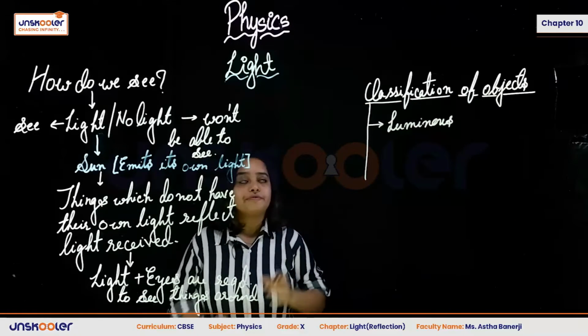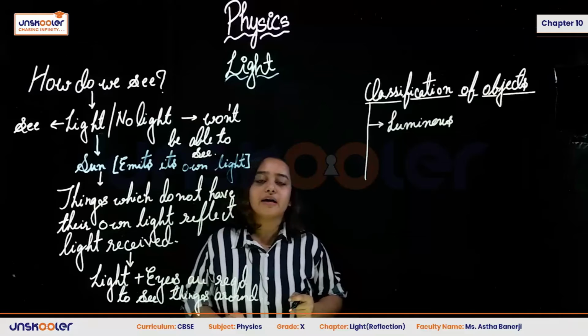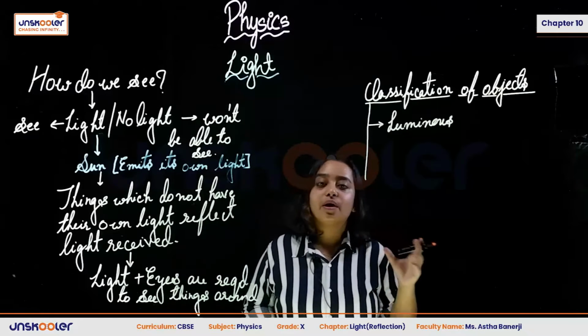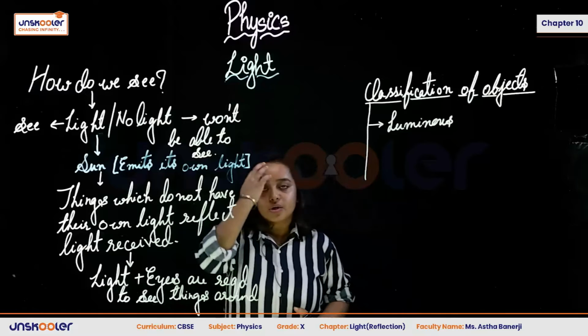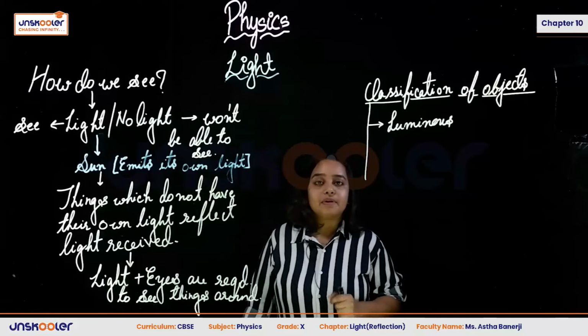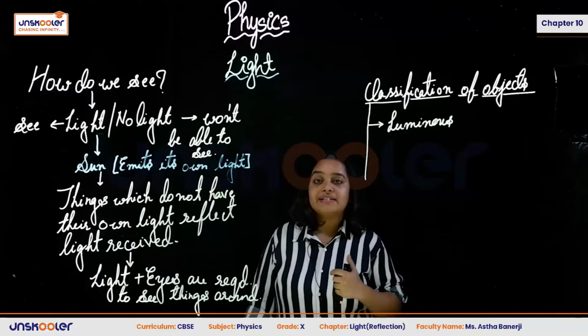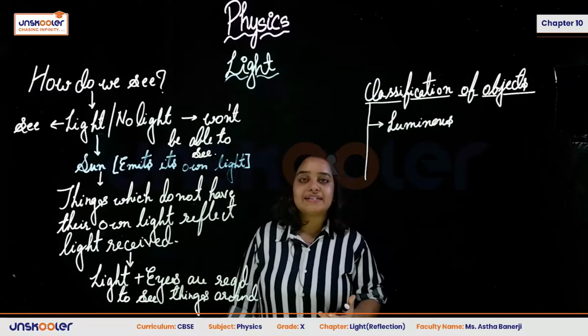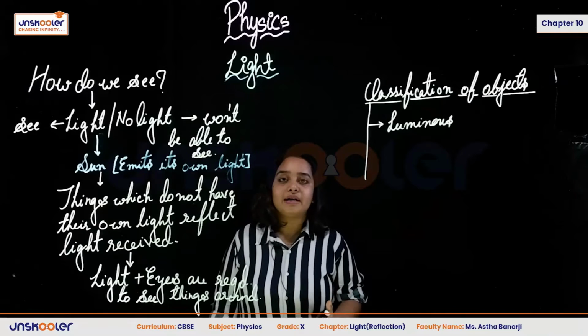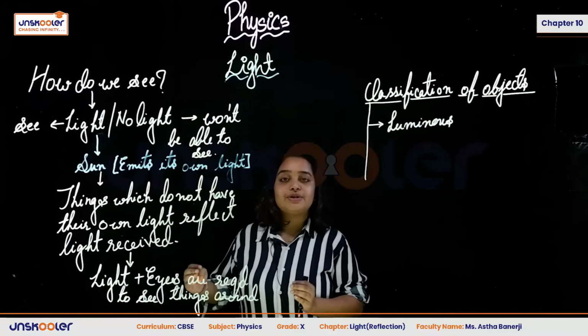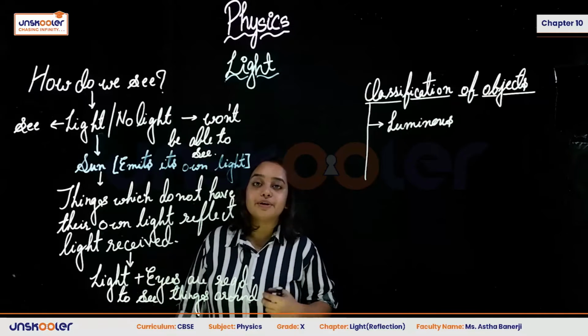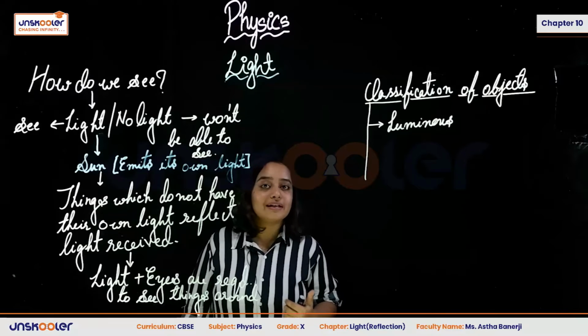So the first kind of classification that we learn about is luminous objects. What are luminous objects? Those which have their own light to emit. For example, the sun, tube lights, incandescent bulbs. All these objects are said to be luminous objects because they have their own light.